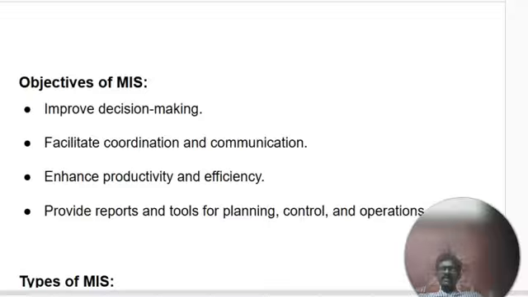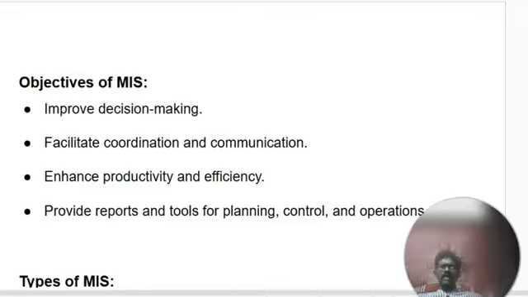Next one, facilitate coordination and communication. The second objective of an MIS is to facilitate coordination and communication. We need to have proper coordination and communication. Without proper coordination or communication, we cannot do any type of task. That is the second objective of an MIS, right?